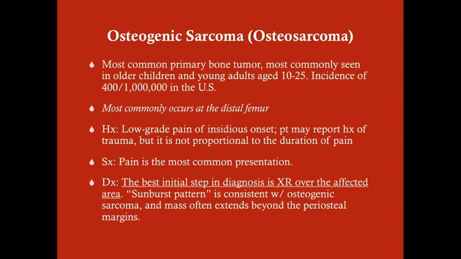As far as diagnosis, it's going to be the same here. The best initial step is going to be X-ray over the affected site. And what we see here is a sunburst pattern. I don't really know where they get the term sunburst pattern, so really the best way I can describe it, and what I think is a better way to describe it, is more of a cottony appearance. It looks like cotton when you look on the X-ray. And more importantly, it extends far beyond the periosteal margins most of the time. So it's going to extend outside of the margins of the bone.